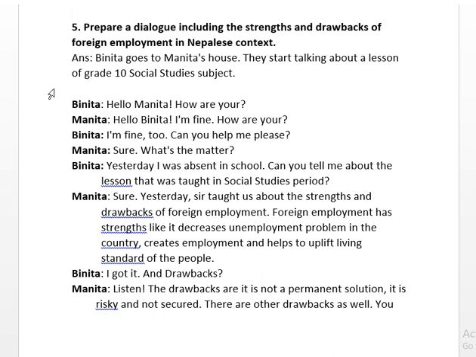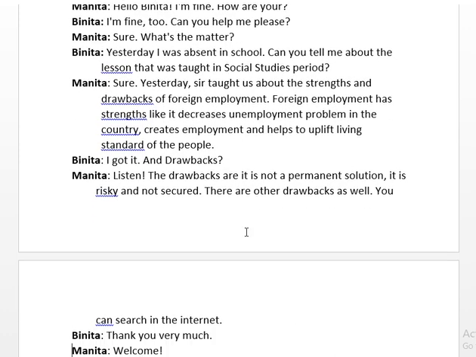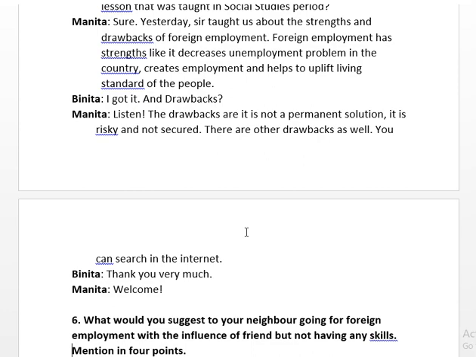Before starting the conversation, better to write 1 or 2 lines as a background setting. Binita goes to Manita's house. They start talking about a lesson of Grade 10 Social Studies subject. And Binita, Manita, and there is a dialogue. And they talk about the drawbacks and strength of foreign employment. That means advantages and disadvantages. And here is the ending of the dialogue.